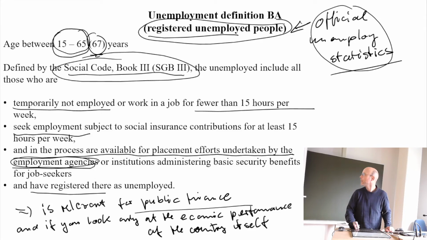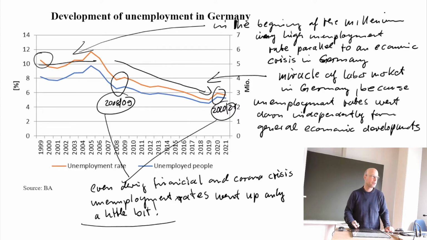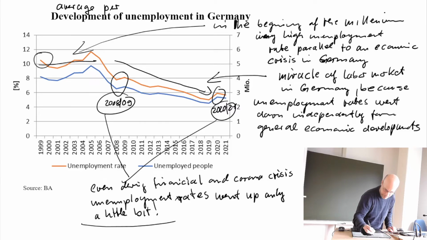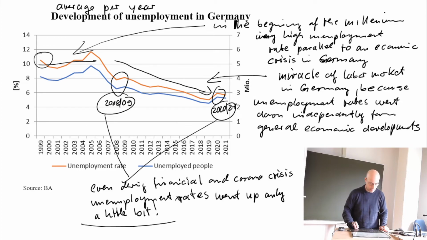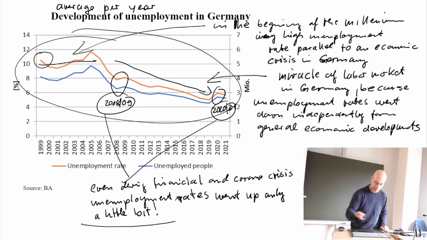So here we had a look in a quite aggregated way at the development of unemployment rates, the average per year. And now we take this picture here in more detail, because we also have statistic numbers for unemployment rates every month.